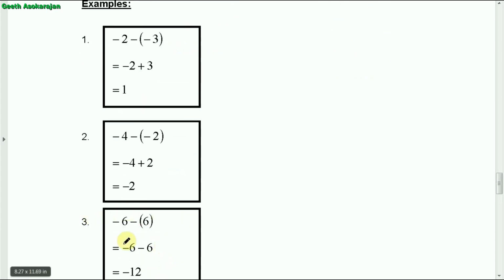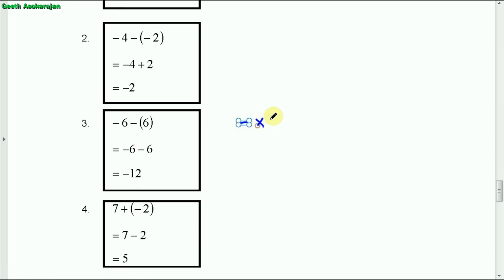Next one. Number 3. Minus 6 minus of plus 6. So minus 6. Minus times plus is a minus. Remember, minus times plus is a minus. So I'll have minus 6 minus the 6. Now I have two numbers of the same sign. The sign is minus. 6 plus 6 then is 12. And the common sign is minus. So minus 12 for 3.